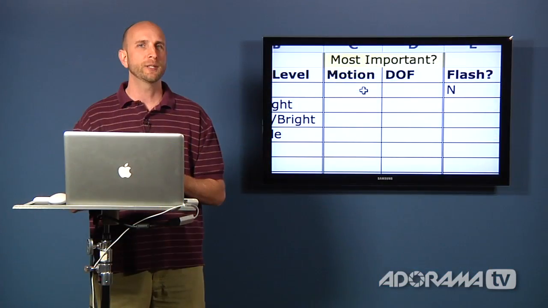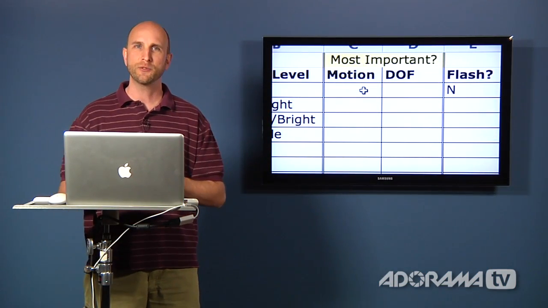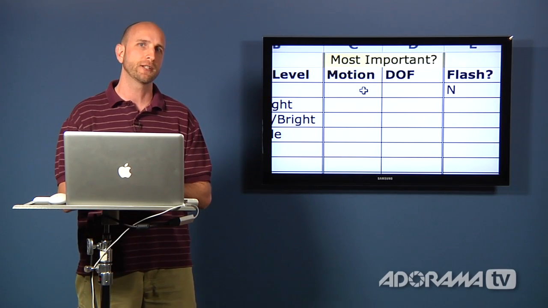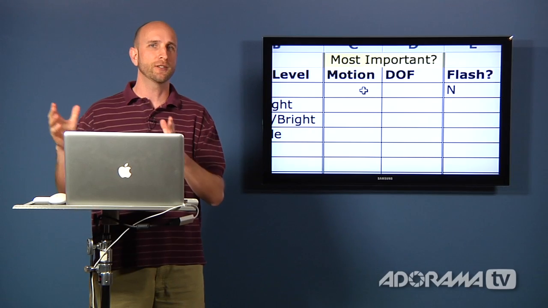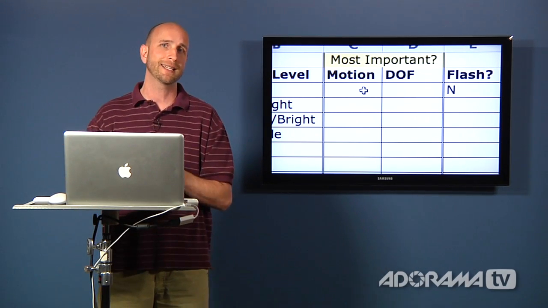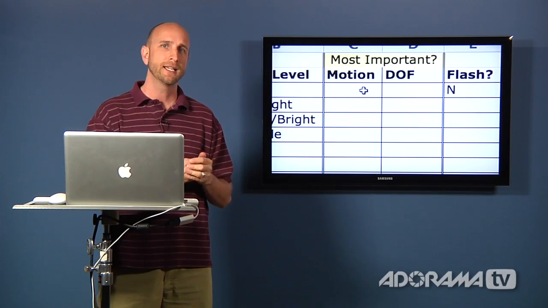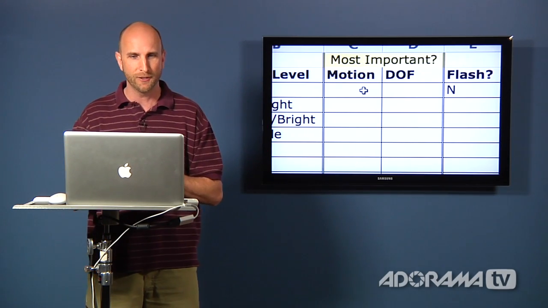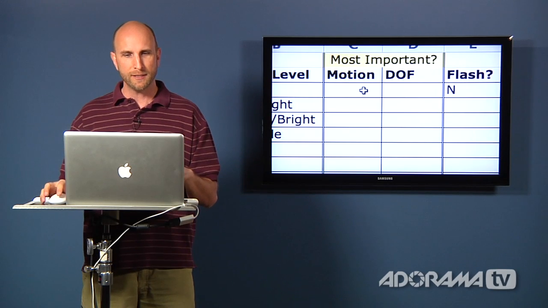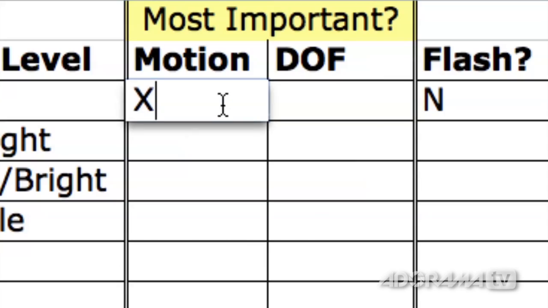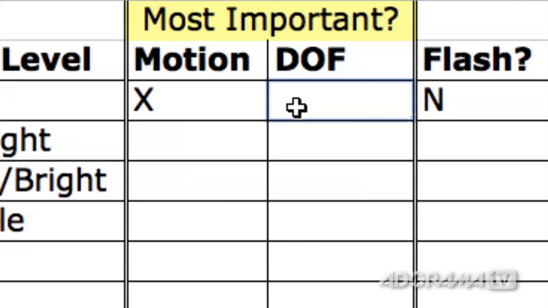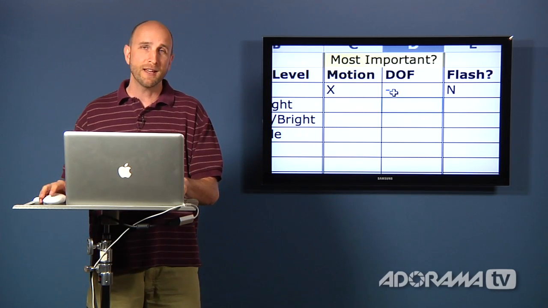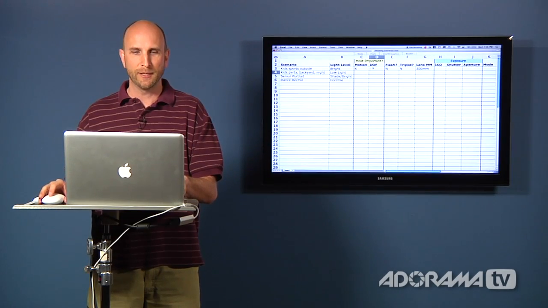But we have to make a determination. Which one of those two things is the most important thing for us? And you have to make this decision in every single scenario that you have. It doesn't mean that if you're shooting motion, and that's the most important thing, depth of field isn't important. It just means that motion is more important. And you always have to make one more important than the other. So for this one, we are going to say that motion is the most important thing for us, and depth of field is not the most important thing. Okay? It doesn't mean it's not important, it just means it's not the most important thing.